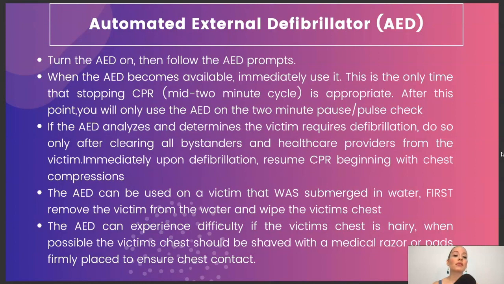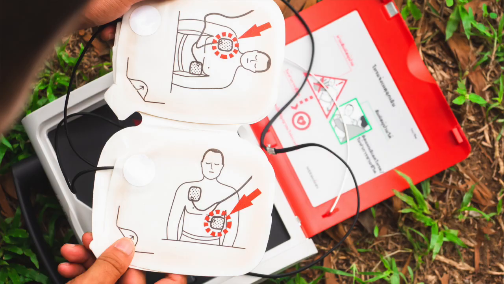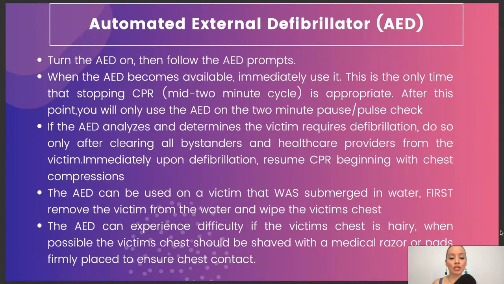So when the AED becomes available, you immediately use it. This is the only time that stopping CPR at the mid 2-minute cycle is appropriate. After this point, you will only use the AED on the 2-minute pause pulse check. If the AED analyzes and determines the victim requires defibrillation, do so only after clearing all bystanders and healthcare providers from the victim. So when you have the AED, it will say analyzing rhythm. And then it'll say something along the lines of shock advised. So you want to make sure that nobody's touching the patient.